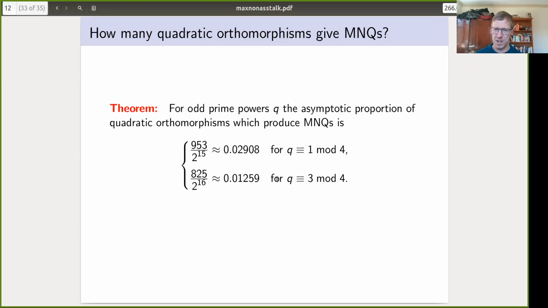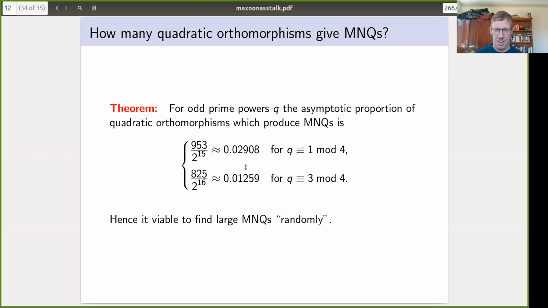1 mod 4 and 3 mod 4 behave a bit differently. But the key point here is that it's asymptotic to a constant fraction of all quadratic orthomorphisms that will work. So that will give you a lot of examples. In particular, if you were interested in the cryptography, which I'm not particularly, you might want a large random example of one of these beasts. And this theorem shows that you've got a good chance of finding one just by choosing values of A and B and testing whether they work until you find a pair that does.